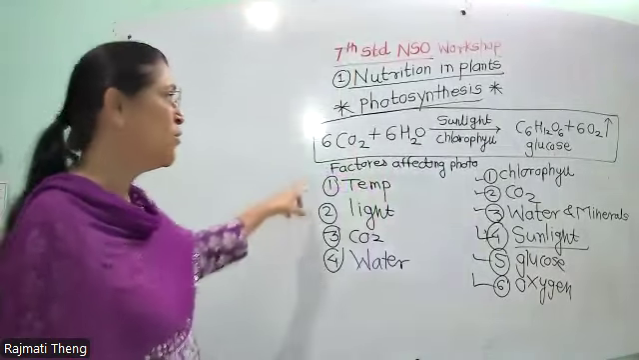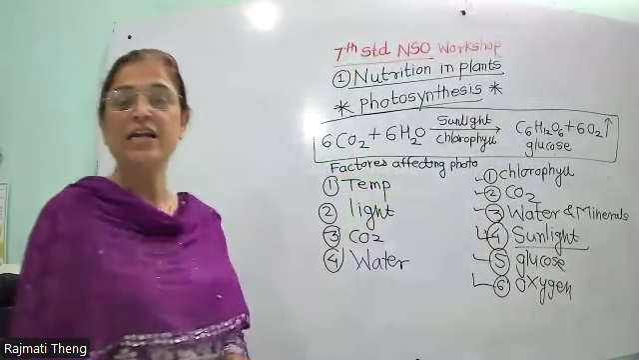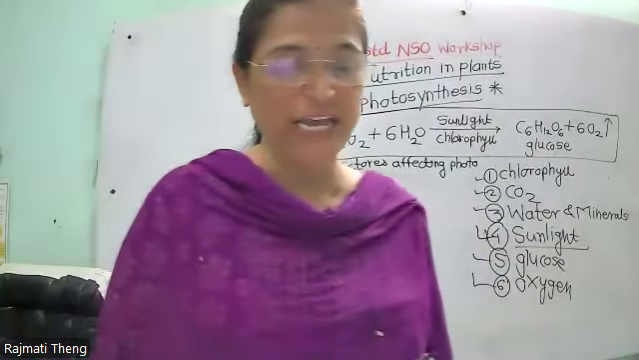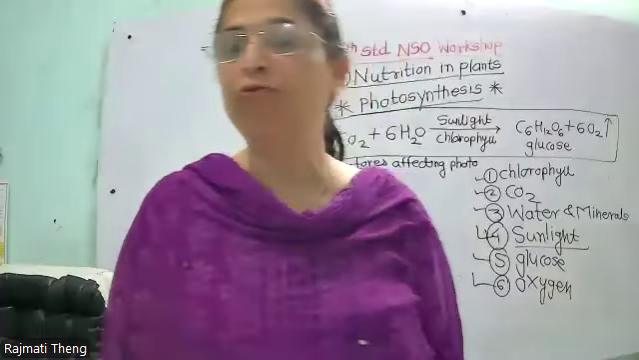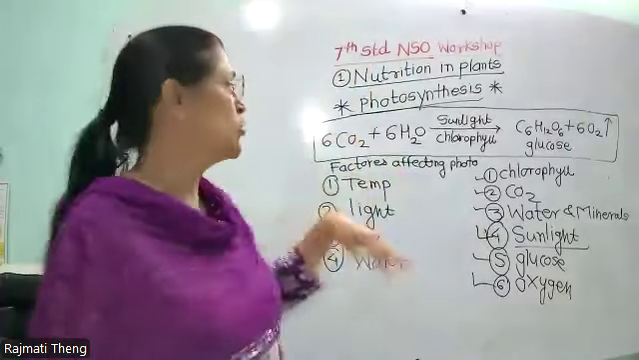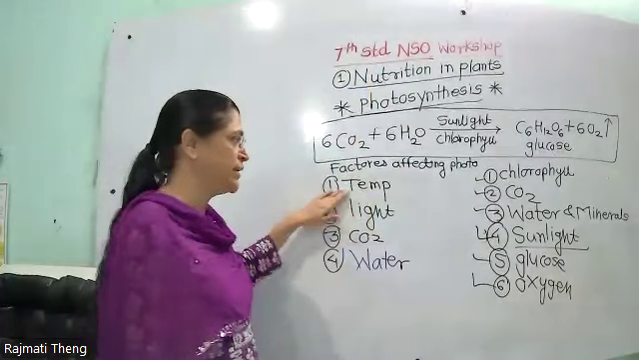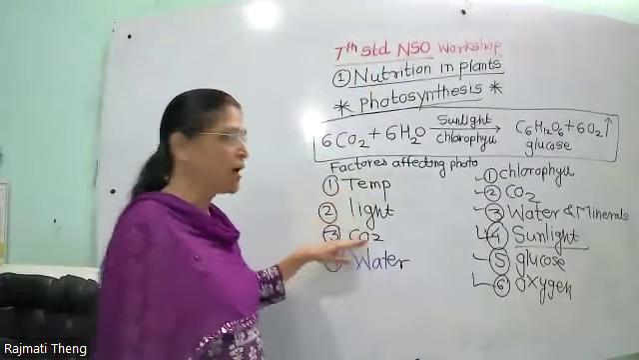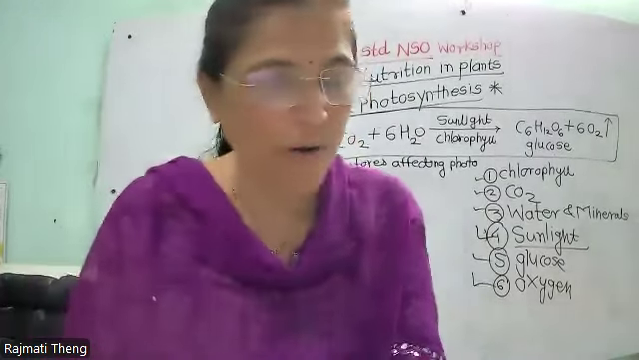So these are the 4 factors affecting photosynthesis. Okay, 4 फैक्टर है कि जिसका फोटोसिंथेसिस पे इफेक्ट होता है, टेम्परेचर, लाइट, कार्बन डाइऑक्साइड एंड वाटर.